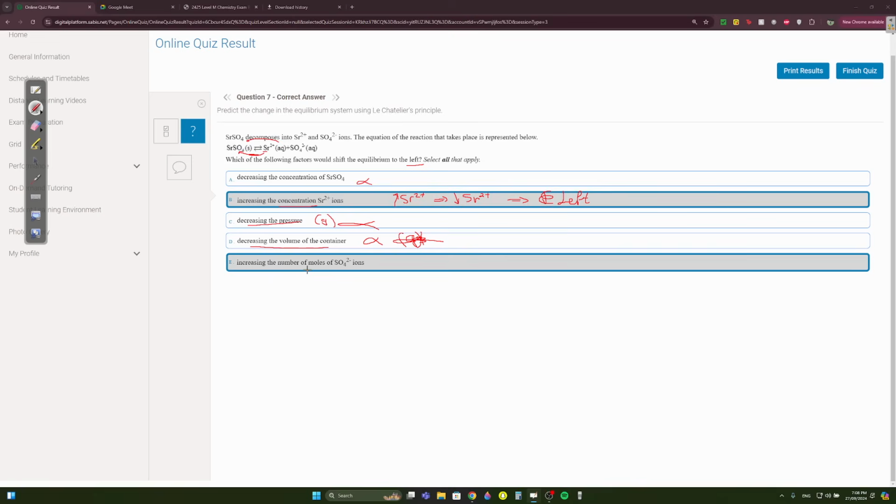Increasing the number of moles of SO4: if you increase SO4, the system will want to decrease SO4. To decrease SO4, we're going to move to the left. So it's definitely going to be correct. So the wrong ones here are these 3.